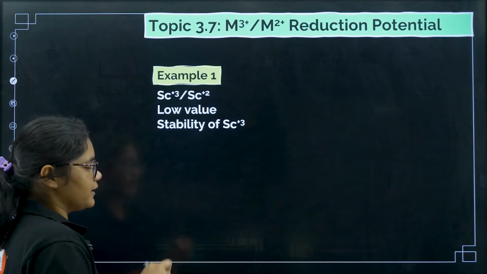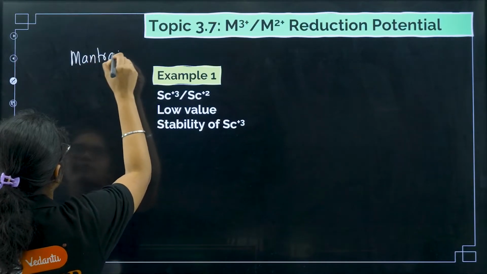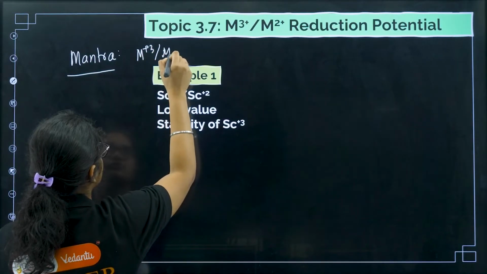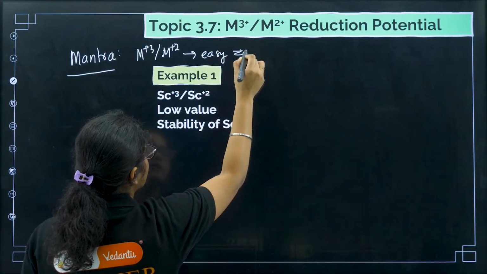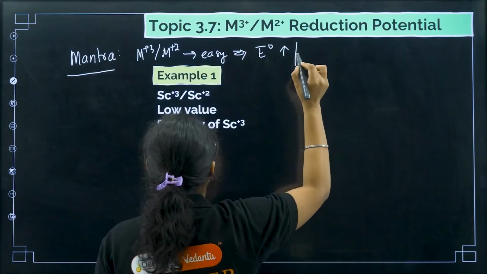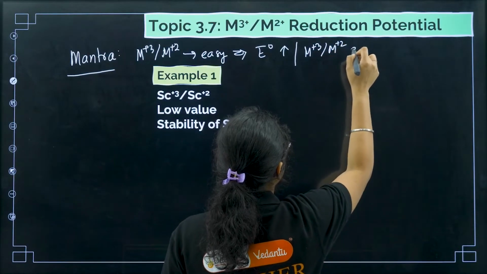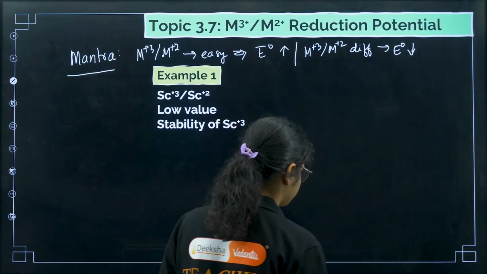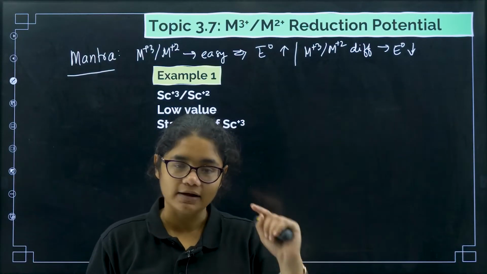Now, okay, I'll tell you one mantra here. What you have to remember: if M3+ to M2+ conversion is easy, then the E naught value will be high. The opposite, if M3+ to M2+ conversion is difficult, then the E naught value will be low. Clear? Let us repeat it. I want everyone to repeat. Comment down, write it and repeat again and again.